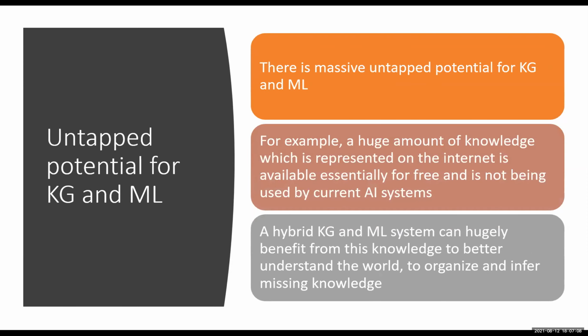There's a massive untapped potential in combining knowledge graphs and machine learning. For example, a huge amount of knowledge which is represented on the internet is available essentially for free and is not being used by current AI systems. A hybrid knowledge graph and machine learning system can hugely benefit from this knowledge to better understand the world, to organize and infer missing knowledge.